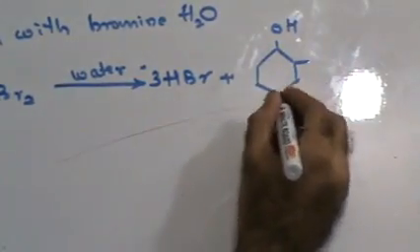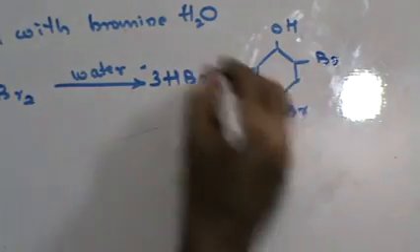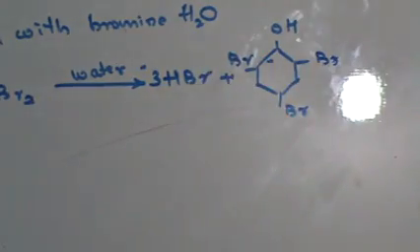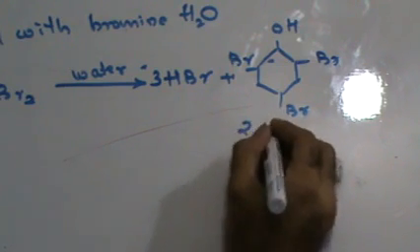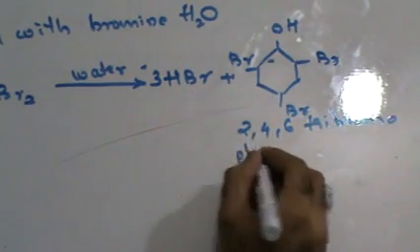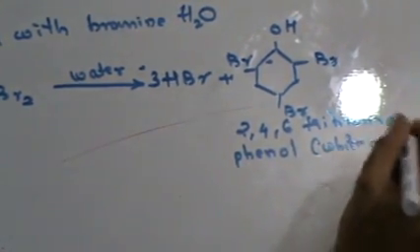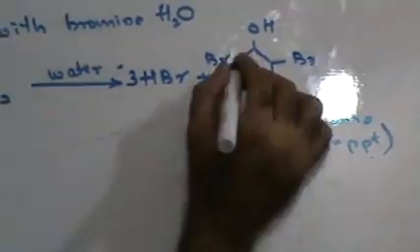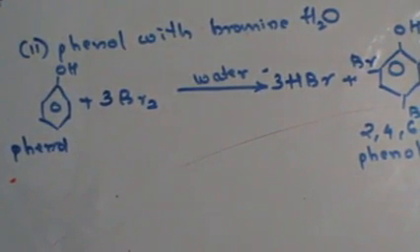2,4,6-tribromophenol. You will get a white precipitate of 2,4,6-tribromophenol. This is phenol. This is 2,4,6-tribromophenol. This is going to be a white precipitate. Okay, that was bromination.